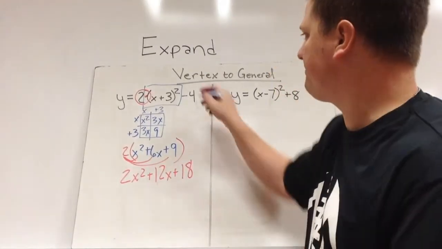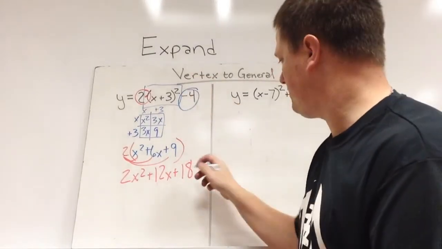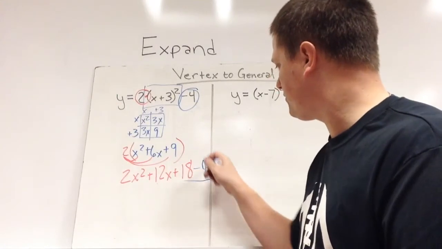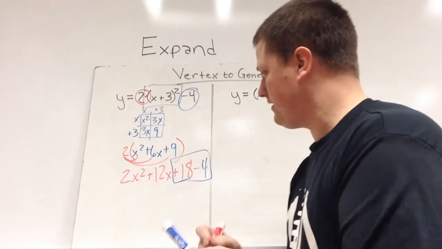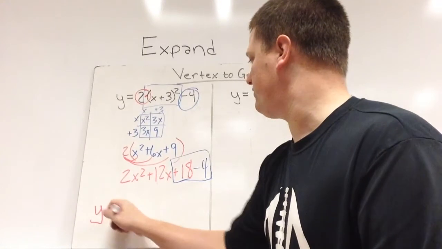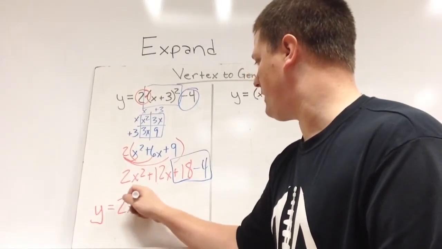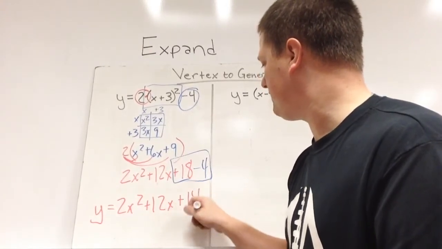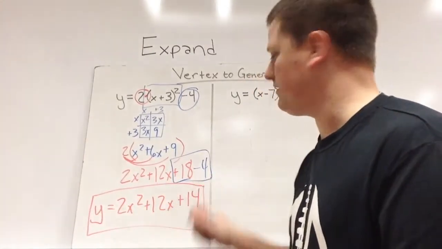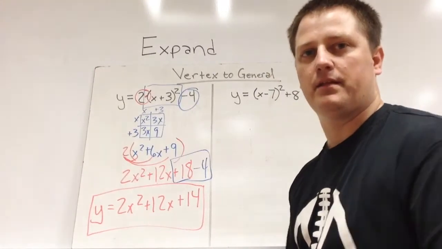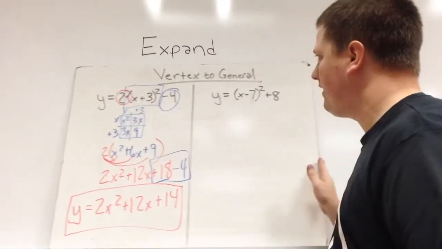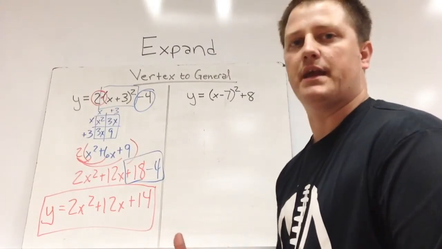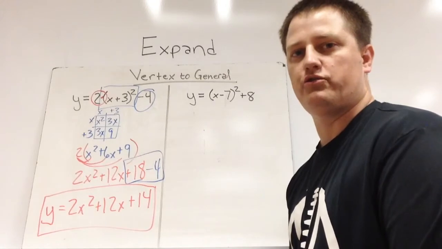Our last part is this minus 4 at the end. We're just going to bring it down and check if we have any like terms, which are right at the end. So we get y equals 2x squared plus 12x plus 14. And now we have something in general form like we know it is. Okay, in this one I'm going to use a FOIL method to do the expanding, and then we'll finish it to general form.